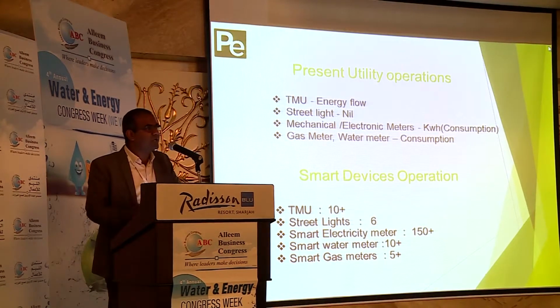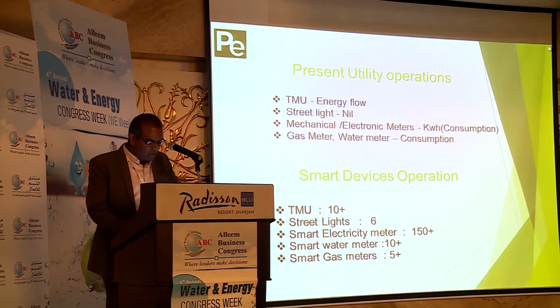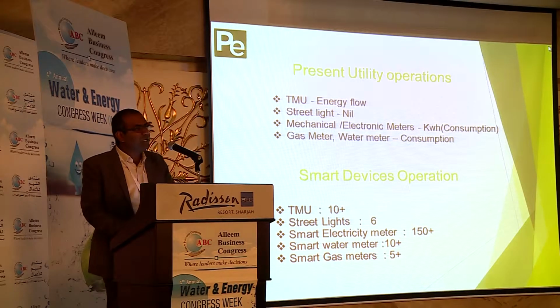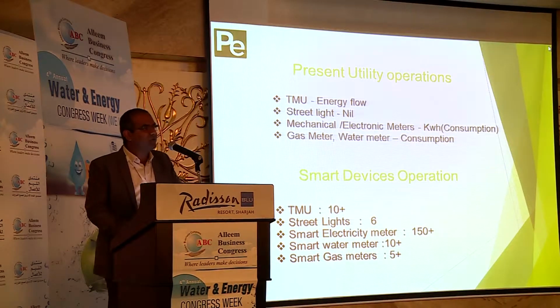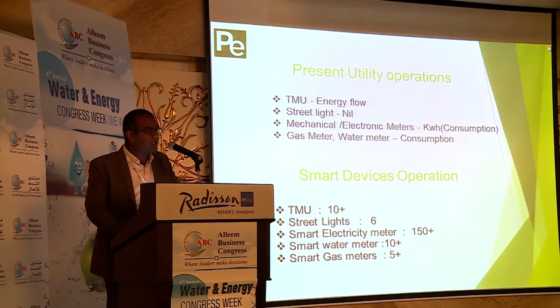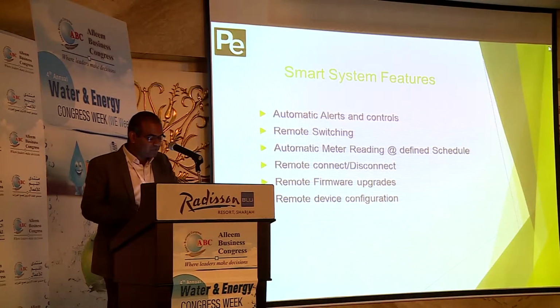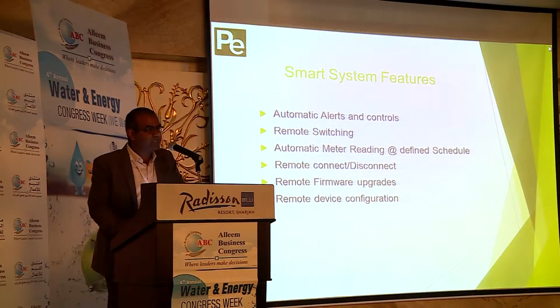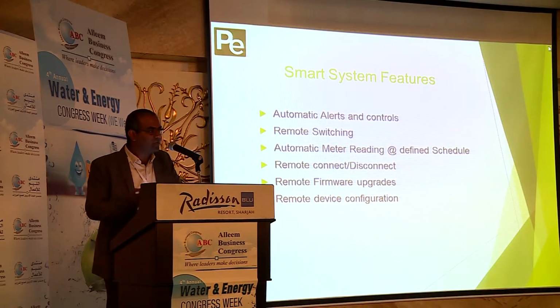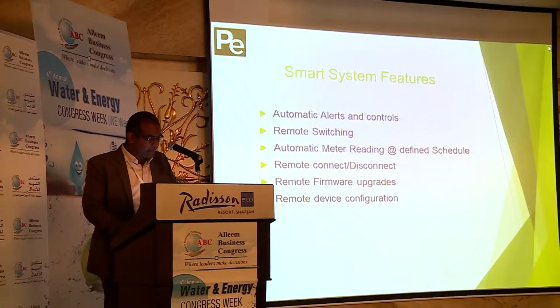Maybe 30 or 40 parameters can give you an ROI. Then smart water meters again have 10 plus parameters, because initially utilities concentrate more on billing, but now they have to concentrate on forecasting demand automatically. For smart gas meters, again, there are alarms and events you will be able to monitor. Smart system features, I hope everybody is aware of: you can get alerts, remote configuration, remote connect and disconnect, remote firmware upgrades, and configuration changes.